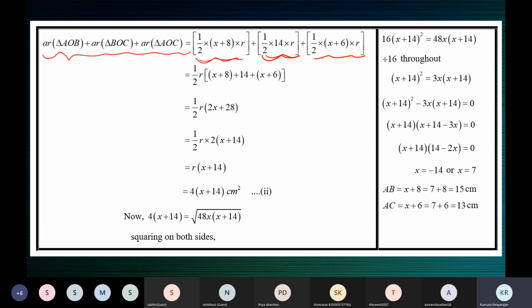This is the area of one small triangle, second small triangle, third small triangle. So I've taken out half R common. Half R is common in the three brackets. So in the bracket, you will get x plus 8, x plus 14, and x plus 6. So that makes it x plus x is 2x, 8 plus 14 is 22 plus 6, 28. 2 is common, and then 2 and 2 get cancelled. So R into x plus 14.